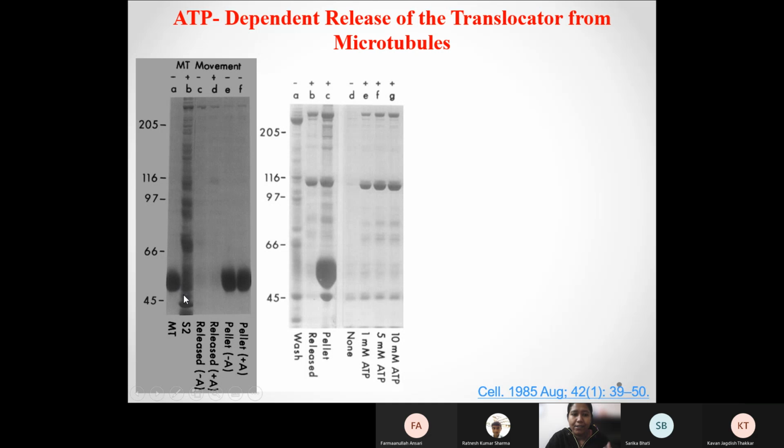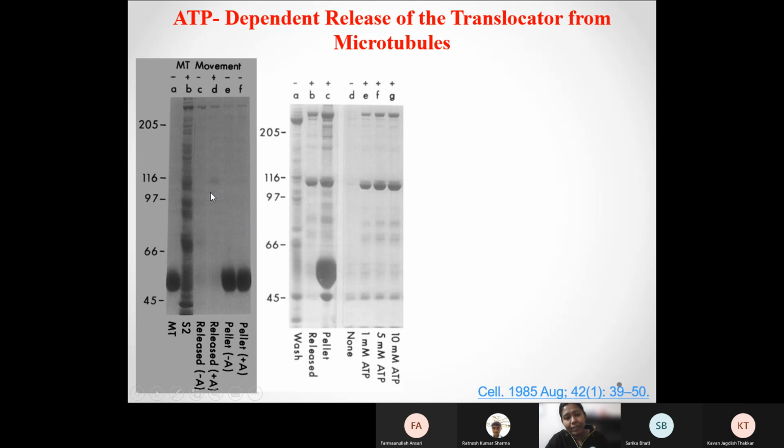You mix it in the presence of this non-hydrolyzable ATP analog so that the bead would not move. That's the condition. The bead would not move, but the bead would be bound to the microtubule. And now you try to pellet the whole system. You pellet the microtubules and try to see what is binding to the microtubule. There must be something binding to the microtubule, because if it has to use microtubule as a track, definitely it needs to sit on the microtubule.